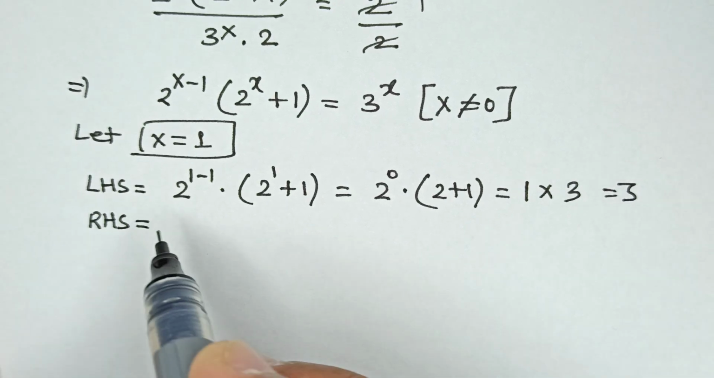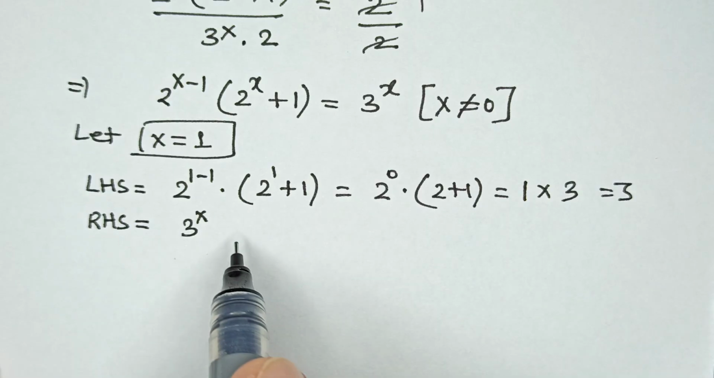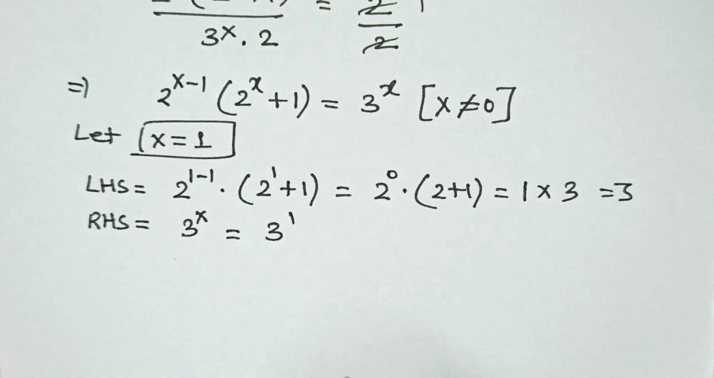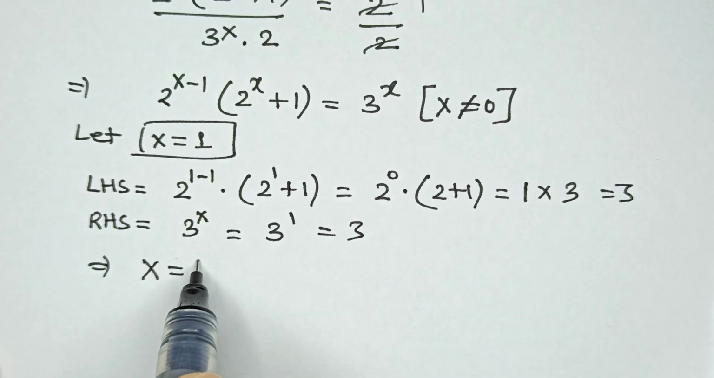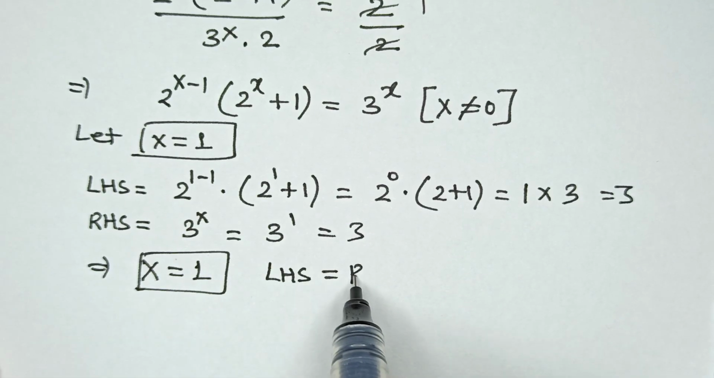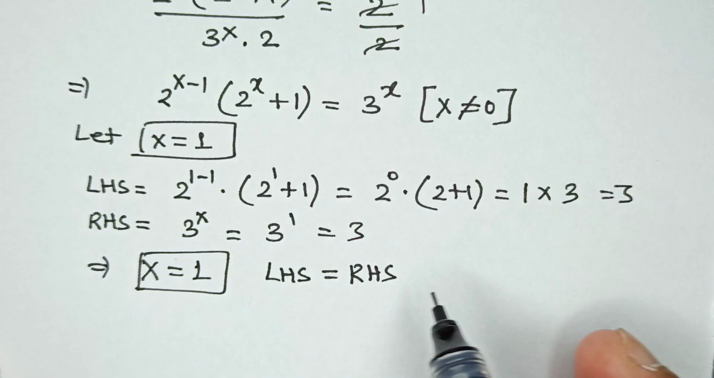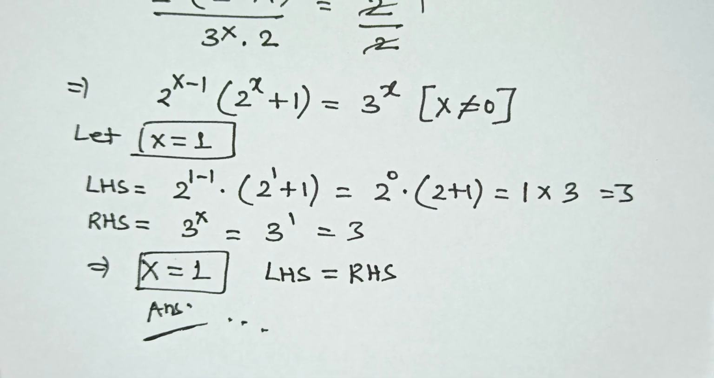Now let us calculate the value of RHS. The RHS is 3 raised to the power of x, which means this is 3 raised to the power 1, which is 3. So clearly for x equal to 1, the value of LHS is equal to RHS. So technically this is the final answer that we were looking for.